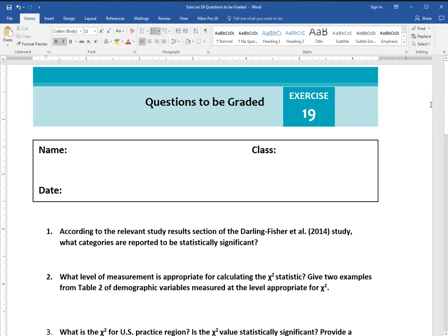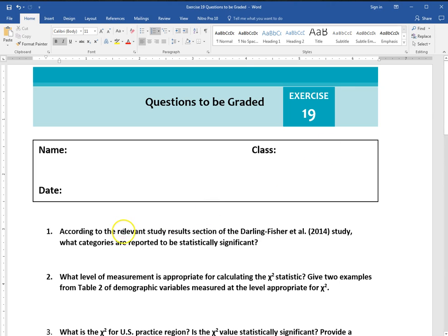I'm going to go over exercise 19 and what you need to do to complete this assignment. So for the first question here, I have, according to the relevant study results section of the Darling-Fisher et al. study, what categories are reported to be statistically significant?